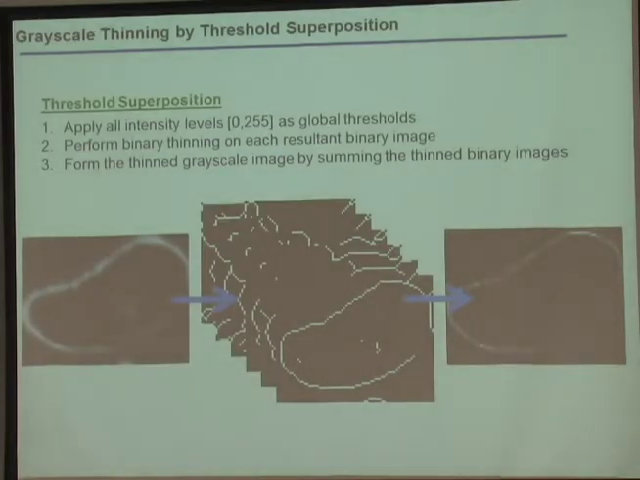So after we do this phase congruency, basically what we do is we apply every intensity value as a global threshold. We perform thinning on this image, and we superimpose the results. That allows us to reconstruct especially those parts of the outline which are very weak edges, which is where all the classical techniques have great difficulty.